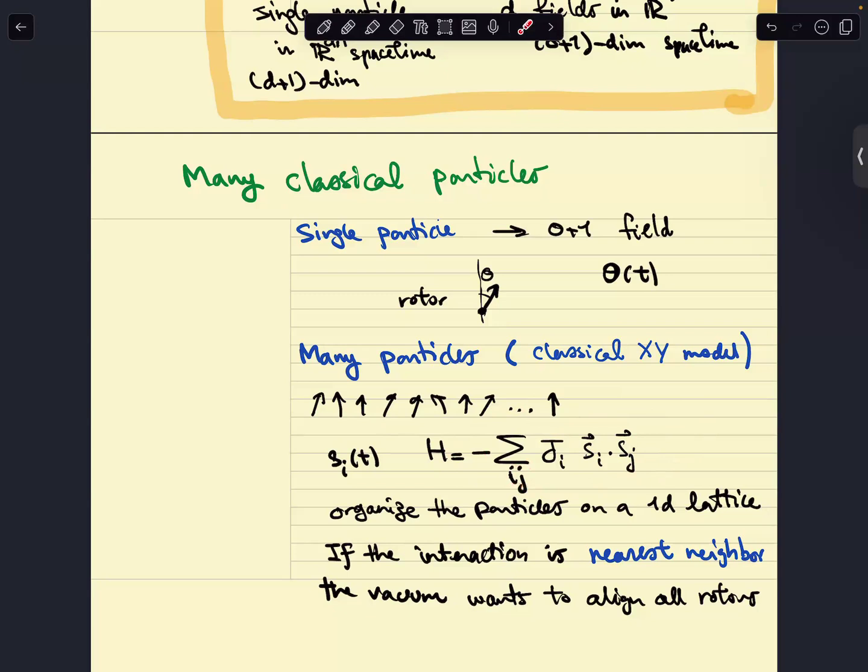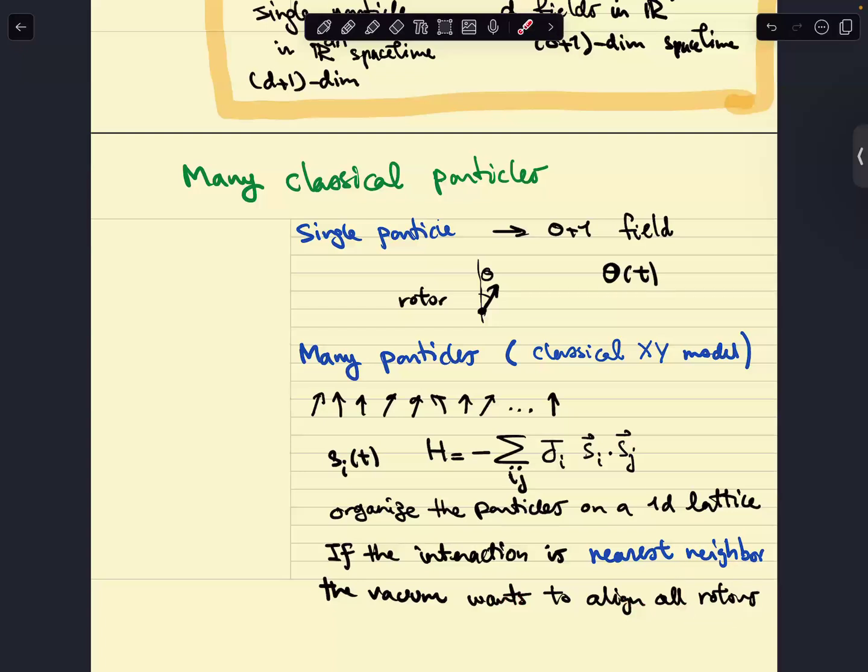If this is nearest neighbor, that model has a name. It's called the classical XY model. Of course, you could write this down in terms of the theta variables, in terms of the cosine of theta_i and theta_j subtracted from each other. So all we did was take many classical particles and organize them on a 1D lattice chain. It doesn't mean it's a 1D lattice unless I tell you that these interactions are nearest neighbor. If I just write it generically like this, there is no meaning associated with a 1D lattice. It's just some generic bilocal interaction. If the interaction is nearest neighbor in 1D, the vacuum wants to align all rotors.